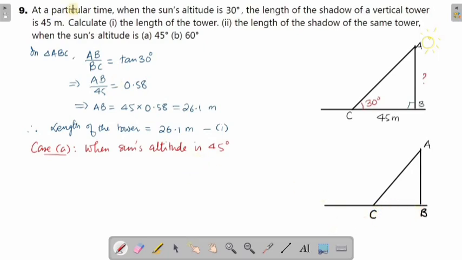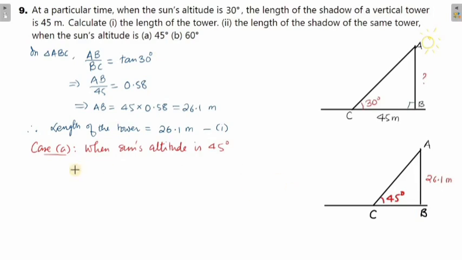Remember, it is given that this time the angle is 45 degrees. Now tell me, will the length of the shadow change if the angle is changed? Obviously, right? The length of the shadow will change, but what happens to the length of the tower? It will remain the same, which is 26.1 meters. Remember, the length of the shadow will change. The height of the tower will remain the same, and we need to calculate BC in this case. Case B you will try by yourself, remember. Alright, let's continue with our problem.